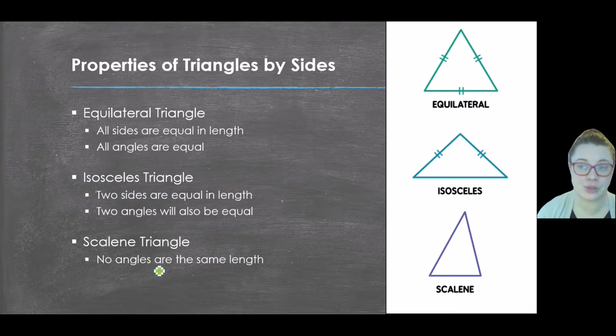Then we have 3 other types of triangles, and these are triangles that are categorized by their sides. So an equilateral triangle is a triangle that has all sides the same length.